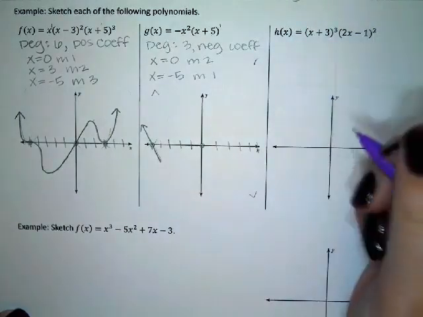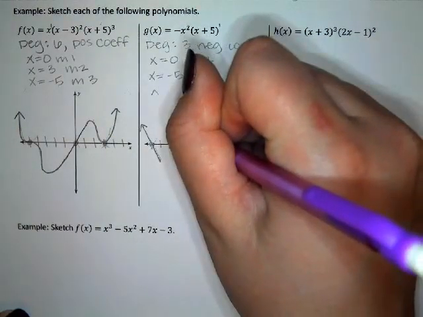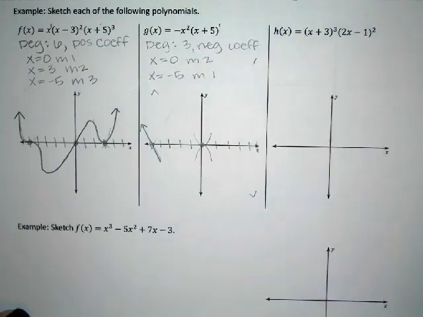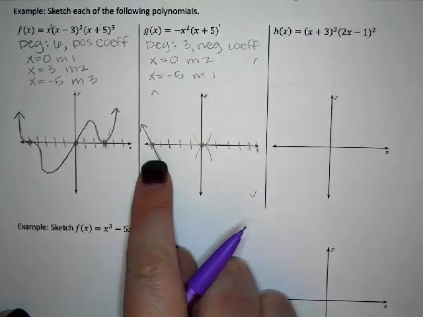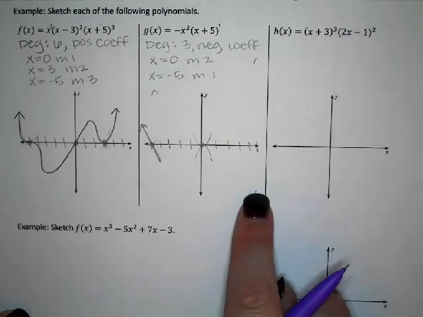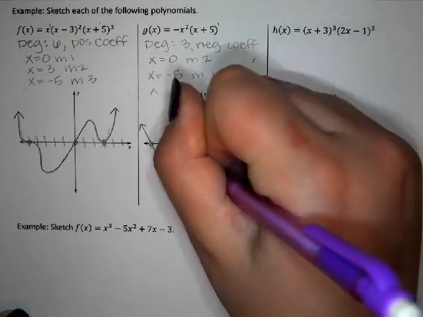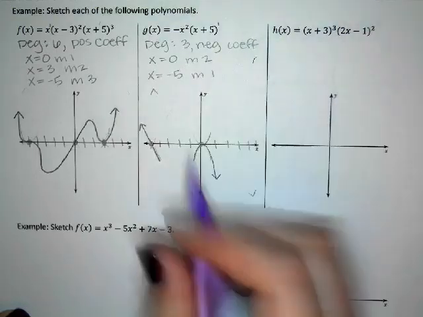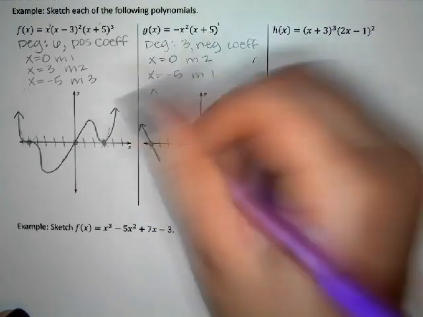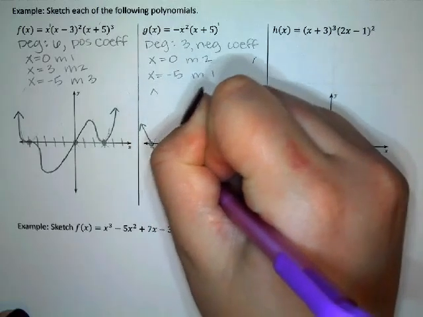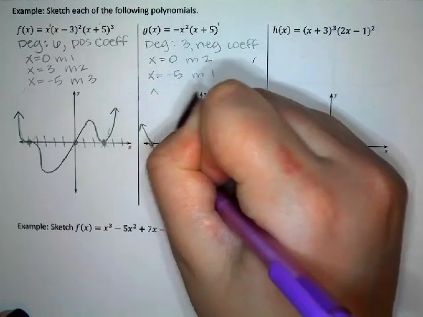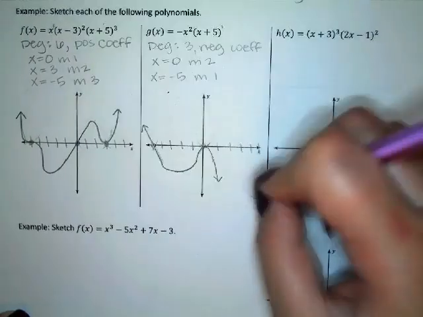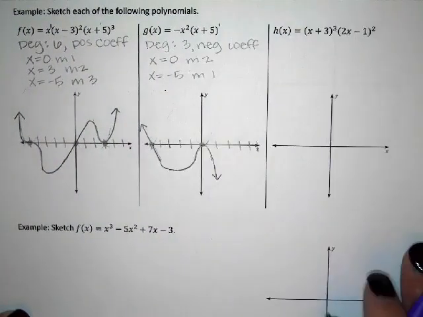And then for 0, I have a multiplicity of 2, so it's going to bounce. So I can have bouncing from above or from below. And to be able to connect to this part of the graph and then also connect to this arrow, it only makes sense to go from below. So there's my arrow going down, and then I have to connect these two with a smooth curve. And so there is my polynomial function.